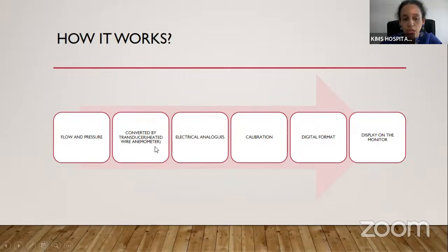So then the heated wire anemometer cools down based on the level of the flow. To bring it back to the same temperature, how much electricity is needed, that is calibrated and then it is shown in a digital format and displayed on the monitor. That is the way the pulmonary graphics works.